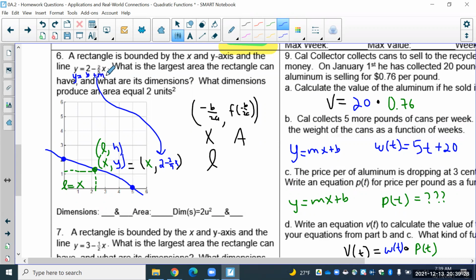This is a common thing they do on standardized tests. So I started at 2, I went down 2 and over 5, making this constraint. The other two constraints are the x axis and the y axis.